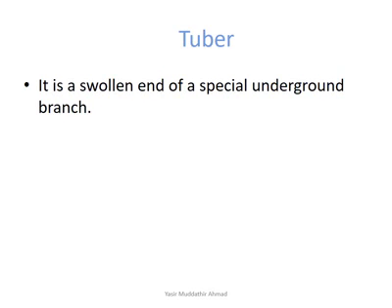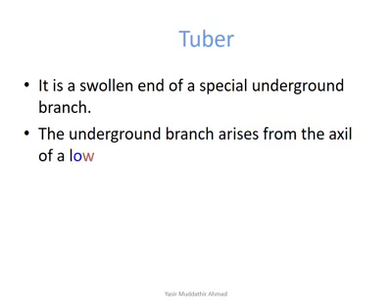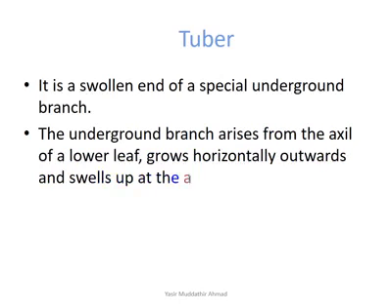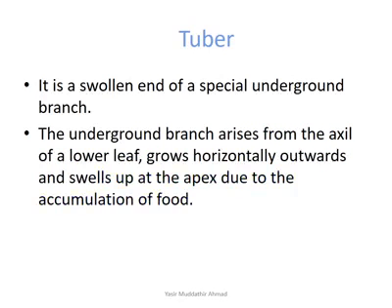The last type, tuber. It's a swollen end of a special underground branch. It's a branch, and the end of the branch is going to store food material, and it's going to be swelled. So the end of this branch is going to be the tuber. The underground branch arises from the axil of a lower leaf, grows horizontally outwards, and swells up at the apex due to the accumulation of food.